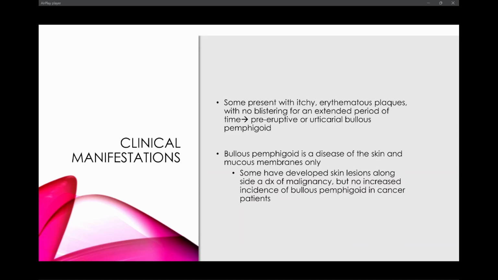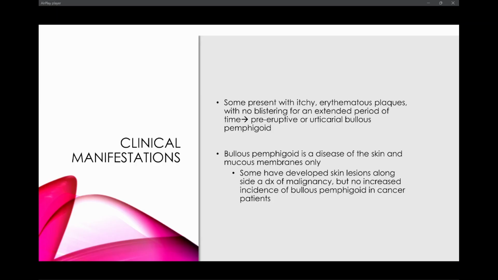Manifestations, these erythematous plaques, no blistering for a certain amount of time. It's called pre-eruptive. It hasn't actually happened yet, but they may start getting some itchiness, some redness in that area before the actual vesicles and the bulla form. Bullous pemphigoid is a disease of the skin and mucous membranes only. Okay, skin and mucous membranes only.